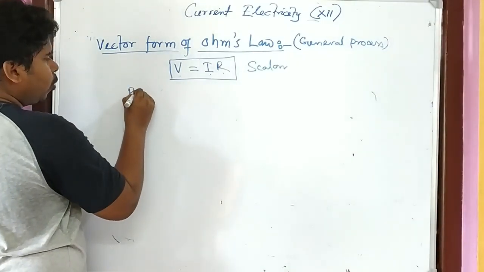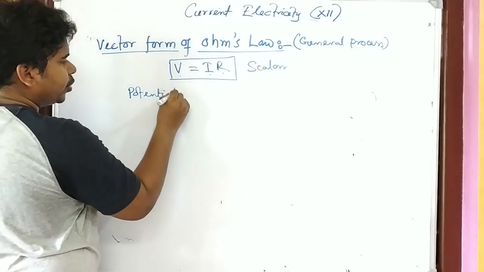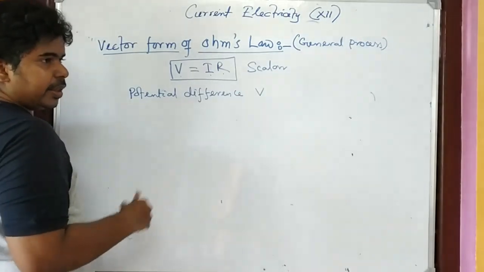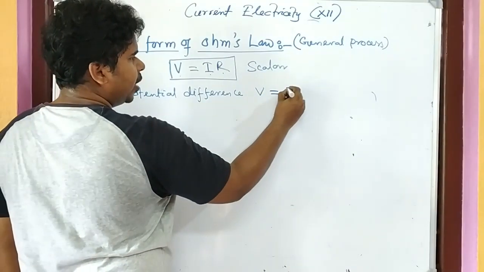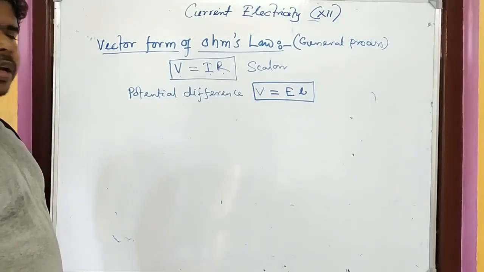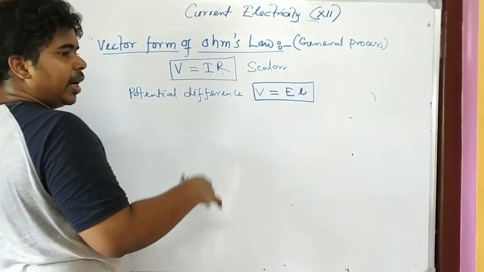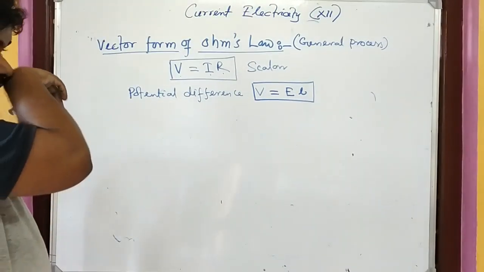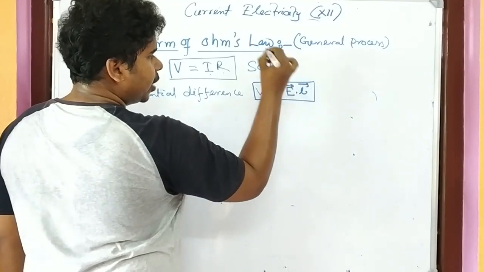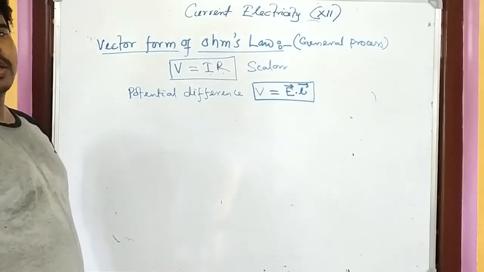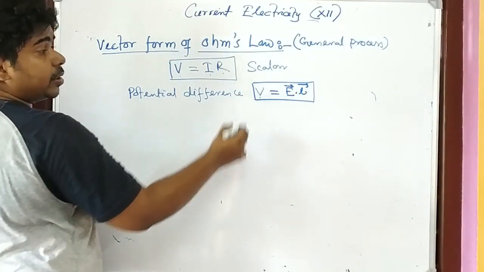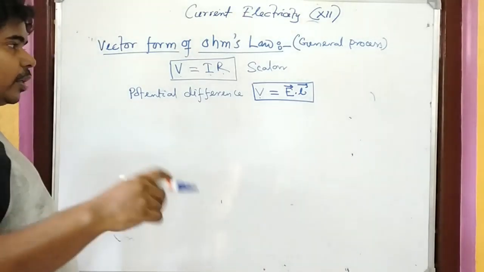If I am talking about potential difference V, that can be written as E into L. Now you can ask me, sir, how can you write this? We can write it with the help of electrostatics. Remember that V we have got, that is E dot L. So definitely we get a vector, and V equals E dot L. We can write it. Now why is it written so? See the previous chapters, you will understand.